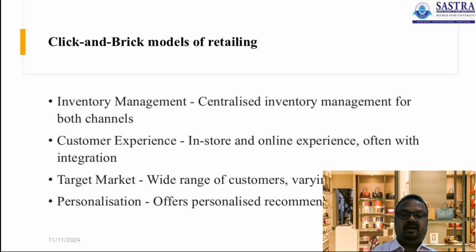The third one is the target market. Now that you have this click model, as I told you, the brick model can only cater to a restricted geographic area where you may have a particular type of consumers. But in this case of click model of retailing, it gives you a wide range of customers who may have varying demographics, varying needs and requirements. And sometimes it also gives you the scope of understanding the different needs of the consumers and thereby give a good choice for them to shop. So this is again a very interesting aspect as far as this click model of retailing is concerned.